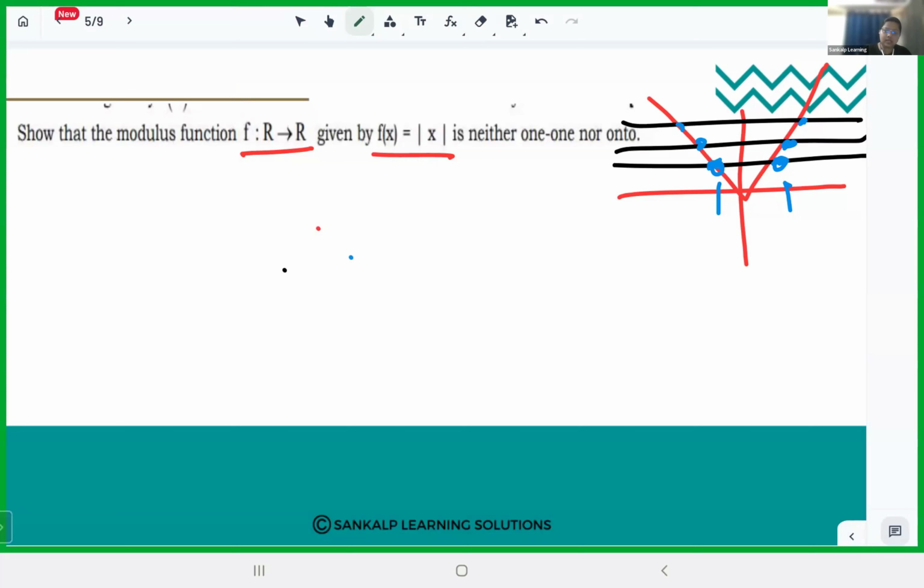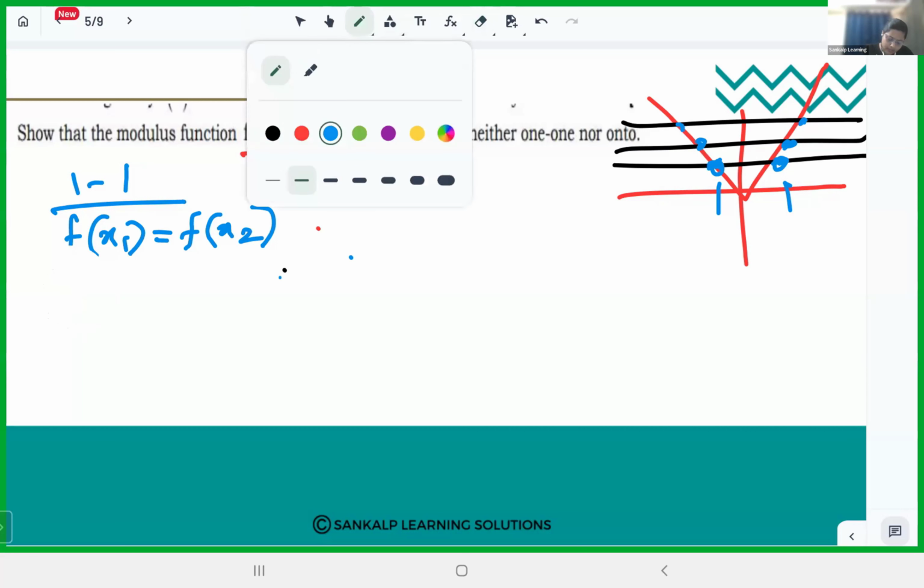But since this is a 5 mark question, we have to write it step by step. So first of all, we have to prove it is not 1-1 by using the definition. Let f of x1 equal to f of x2. f of x1 means you have to replace x with x1, so modulus of x1. Since it is not 1-1, we can show it with the help of a counter example. That is easy.